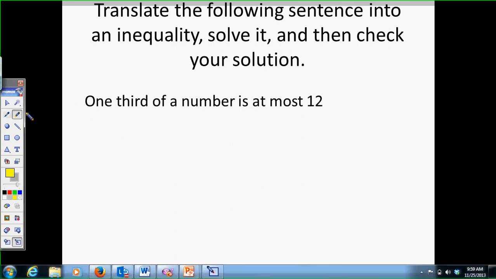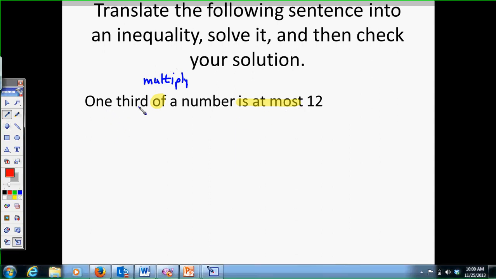There's two very important parts here. This word of, and also is at most. We have to translate those into mathematical language. And the word of always means to multiply. And is at most. Let's take a look at that as we build our inequality.